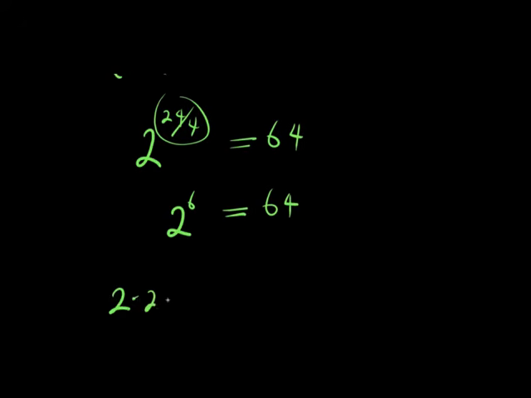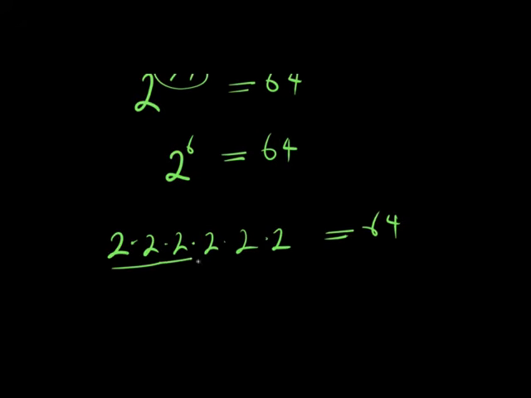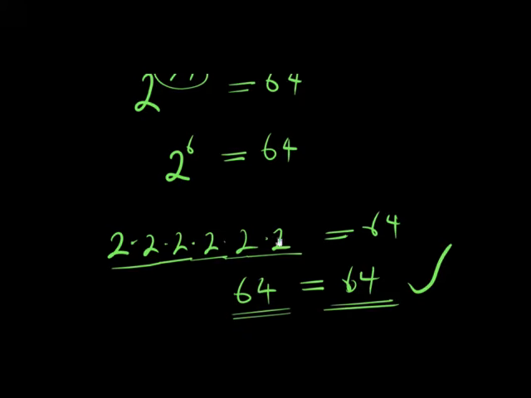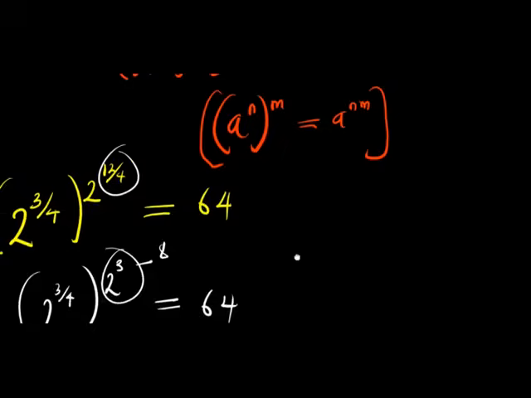2 to the power of 6 is 2 times 2 times 2 times 2 times 2 times 2 equals 64. This is 4, 8, 16, 32, 64. And this equals 64. Both sides are the same, and this shows our answer is correct.